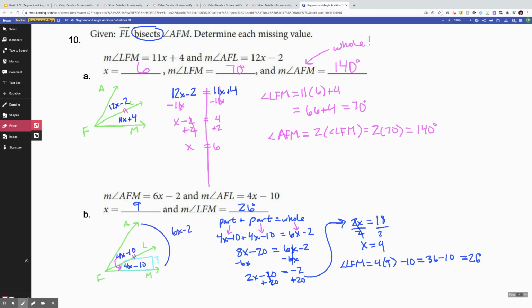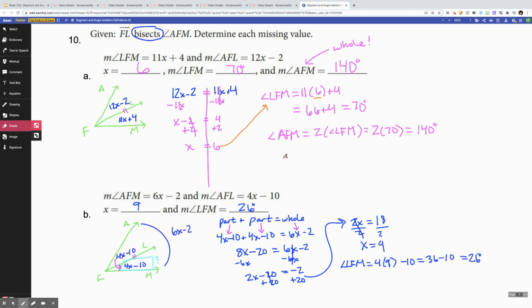Okay, so for LFM, I just plugged x right back in, right? I took 6 and I plugged it right in wherever I saw an x. So I got 70 degrees for angle LFM. Now for angle AFM, I don't have an expression for it, but I do know that it has to be double whatever the part was, right? Because there's two parts, add them together and you get the whole thing, right? So if each part is 70, 2 times 70 is 140. So you have 140 degrees for the big angle, all right?